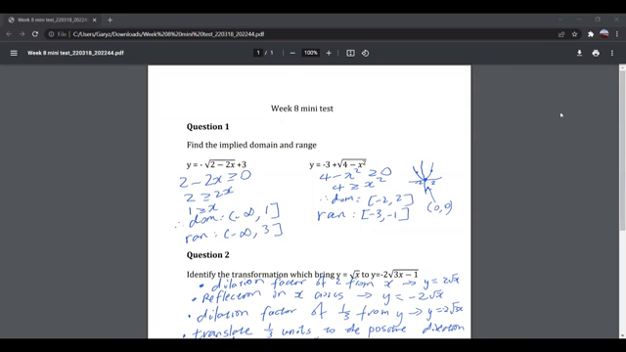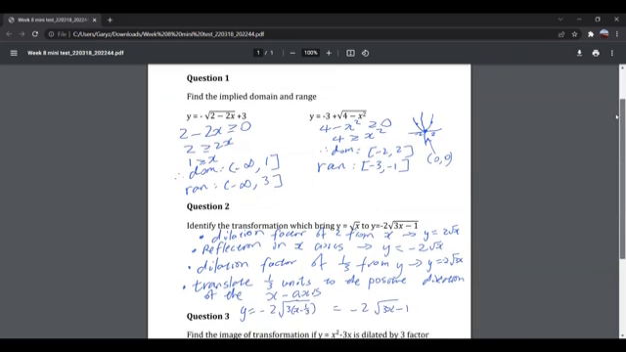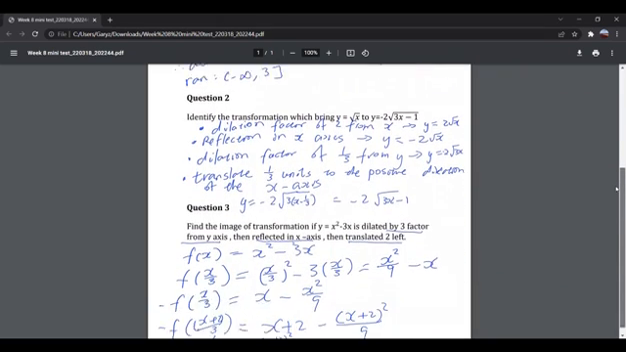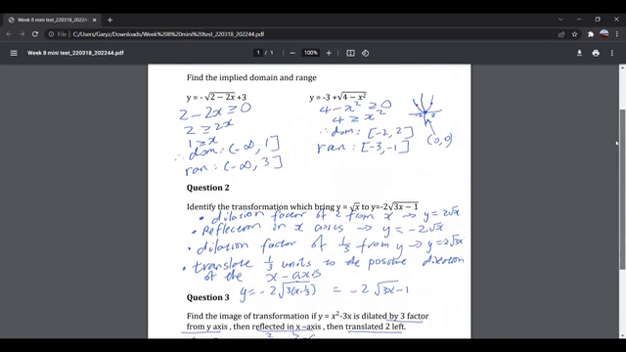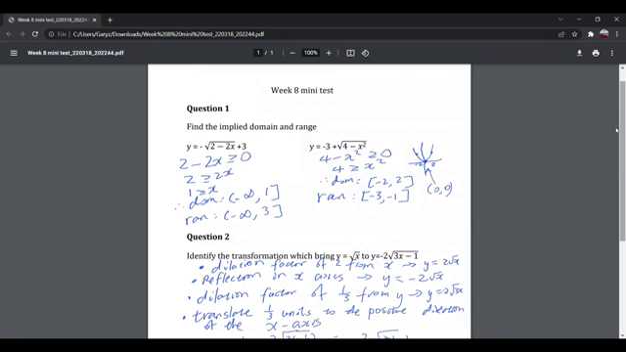So right now the answers are just on the screen. So if you just want to check the answers, then go ahead. All right, cool. I'll start going through the questions now. So first one, it asks us to find the implied domain and range.